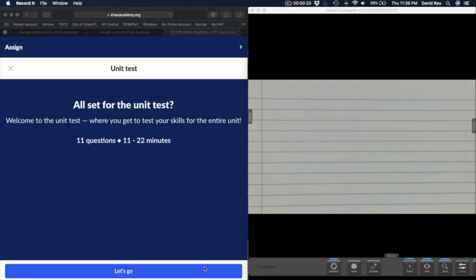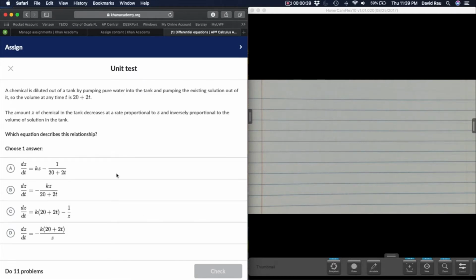11 questions, so the shortest one so far. All right, so let me read this for a second. Okay, so this question essentially comes down to understanding proportional and inversely proportional relationships.